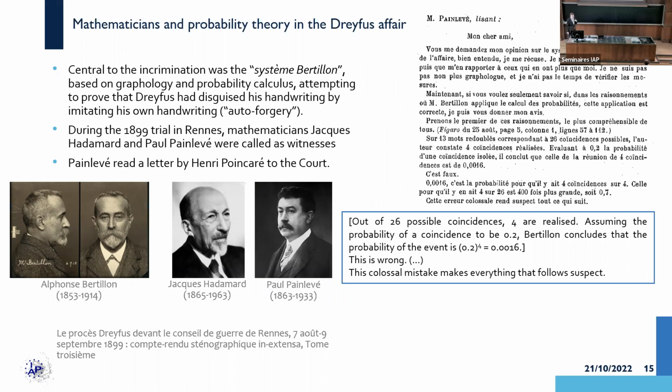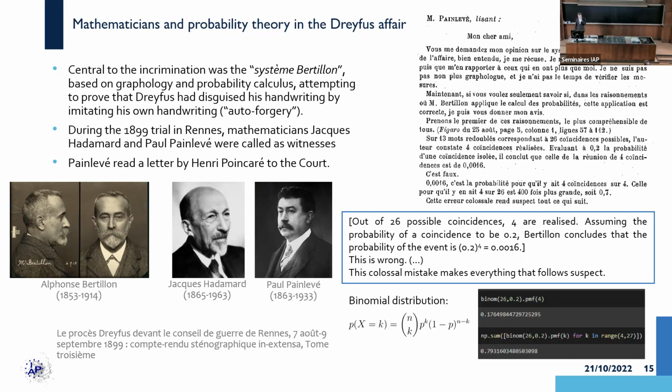So he writes, my dear friend, you're asking me my opinion about the système Bertillon. Of course, on the essence of the affair, I can't say anything. But if you're only asking me my opinion about the calculation of probabilities, then I can give you my opinion. Then he goes on to explain that out of 26 possible coincidences on the sheet of paper, 4 are realized. Assuming the probability of a coincidence to be 0.2, Bertillon concludes that the probability of the event is 0.2 power 4, which is this number here. And he writes, this is wrong. This colossal mistake makes everything that follows suspect.